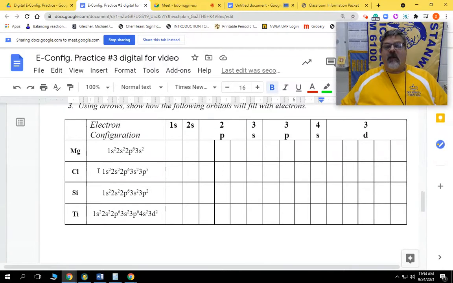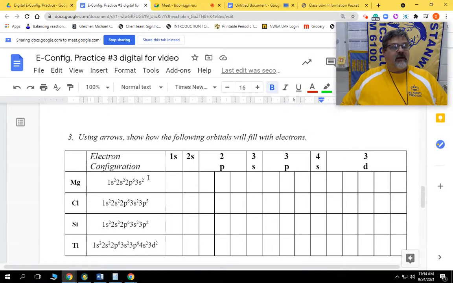Okay, let's go on to the last one. The last one, we're going to put in the arrows this time. Okay, so now we're going to put in the arrows. And we have magnesium. And we notice that we're going to fill all the way up through 3s2. I'm just going to move this over here a little bit, and hopefully we can get these in. So we're going to show you how to do this.